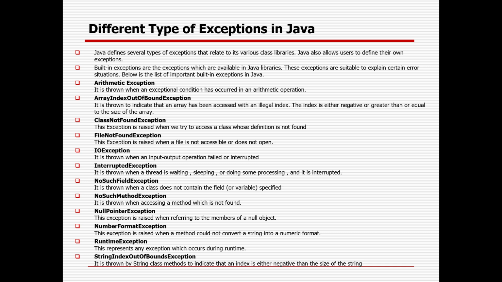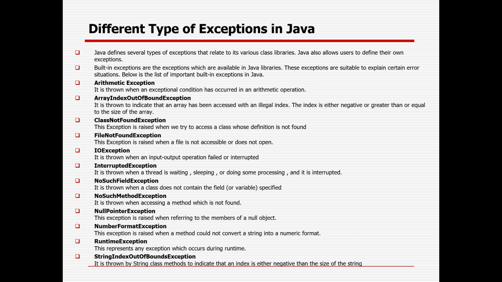So these are the different kinds of exception you might get in Java. There are a couple of built-in exceptions available in Java libraries. Arithmetic exception: in case you do some wrong arithmetic operation, it will be displayed. Array index out of bound means you have defined index as 3, but you want to access something at the 4th position. Class not found: you are referring to a particular class which is not available, or the class name got renamed. Similarly for files: the path is not correct, or the file name is not correct, or the file got renamed.